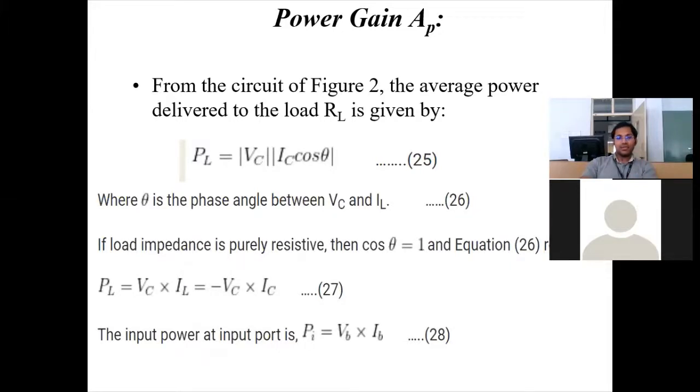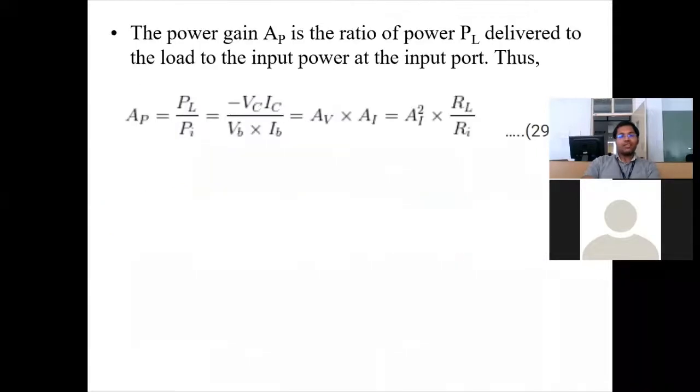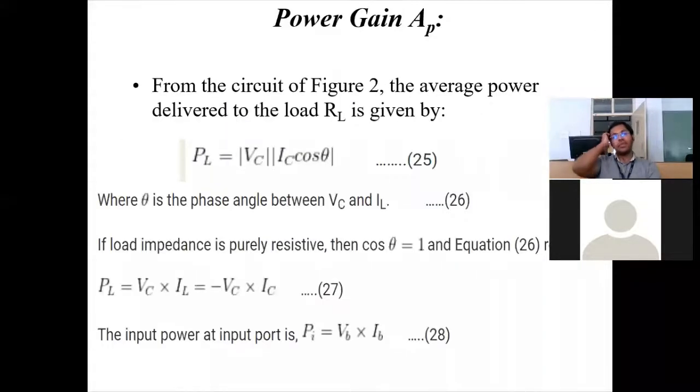If we don't consider source voltage, then it is VB into IB. Very good, correct. We are taking VB and IB because VB is the input voltage and IB is the input current. Not considering the source, that is the power at the input port. Good. So now, very simple.